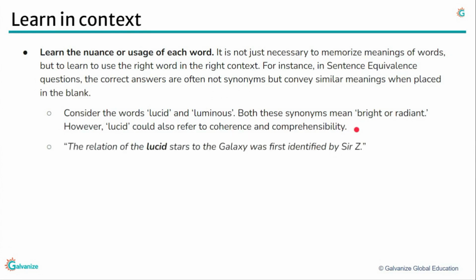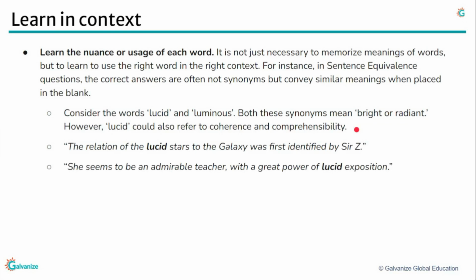The relation of the lucid stars to the galaxy was first identified by Sir Z. Here, lucid stars most probably refers to bright or radiant stars. In the second sentence, she seems to be an admirable teacher with a great power of lucid exposition. Here, lucid exposition refers to clear explanation. Here, you cannot convey the meaning of bright. So, if you use the word luminous here, then you would be going wrong. If it's a sentence equivalence question and you just pick luminous, then that's wrong. Lucid would be a correct answer, but luminous would be wrong.